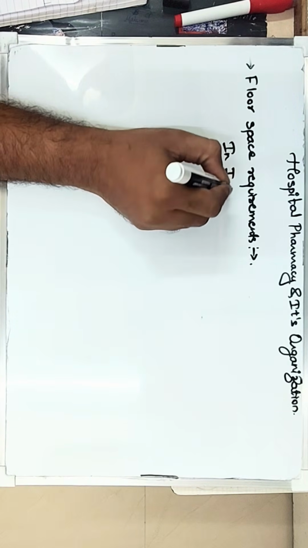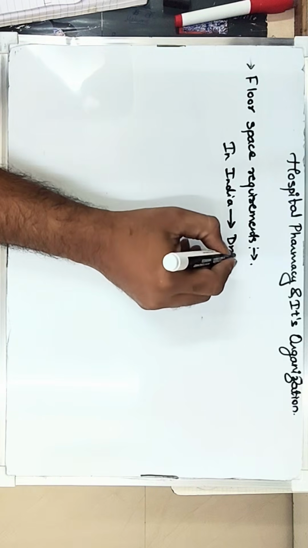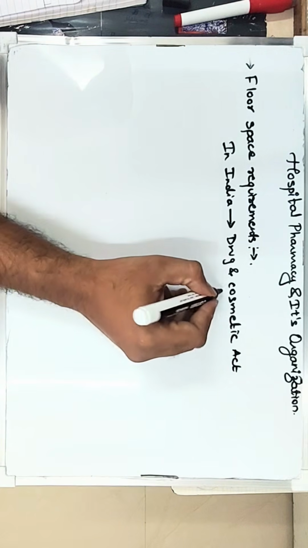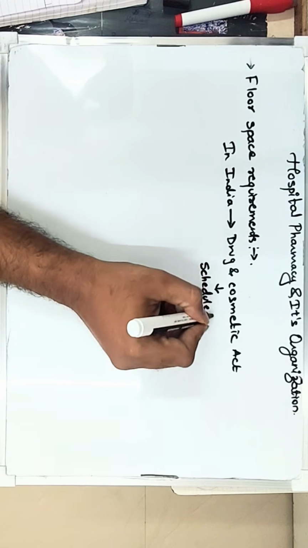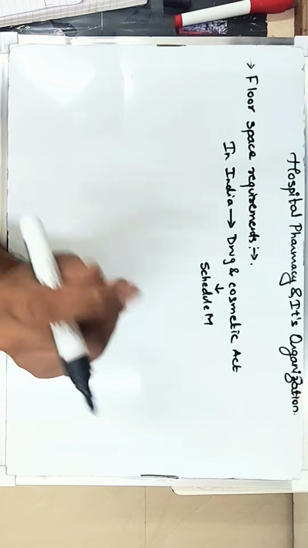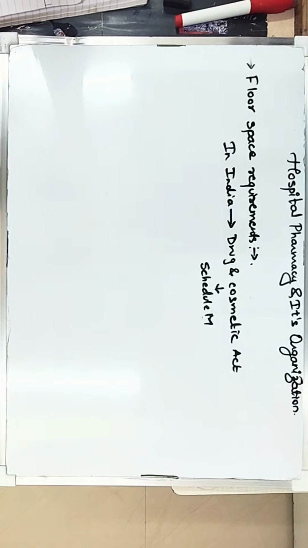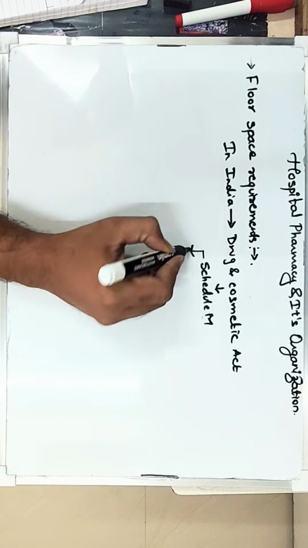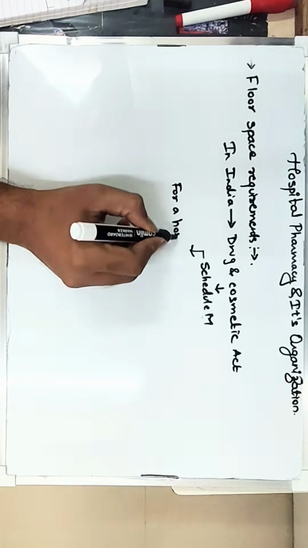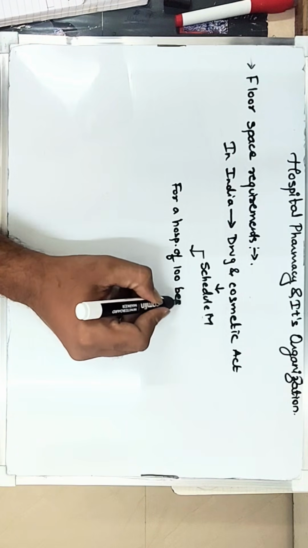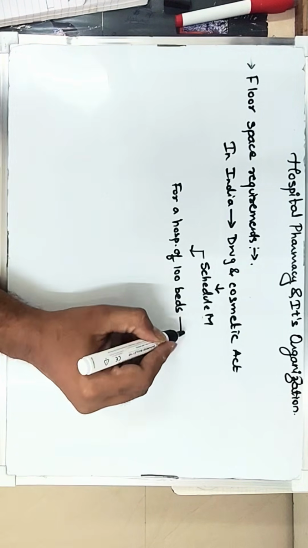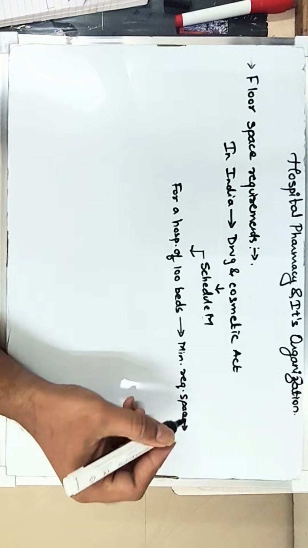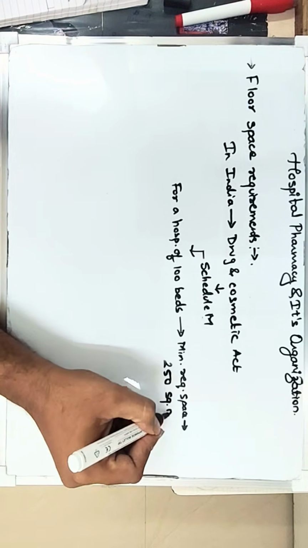So we know that in India we follow the Drug and Cosmetic Act. As per this Act, we have a Schedule M, which looks after the physical requirements required for opening a pharmacy as well as a pharmaceutical industry. As per Schedule M, the rule is that for a hospital of 100 beds, the minimum required space is 250 square meters.